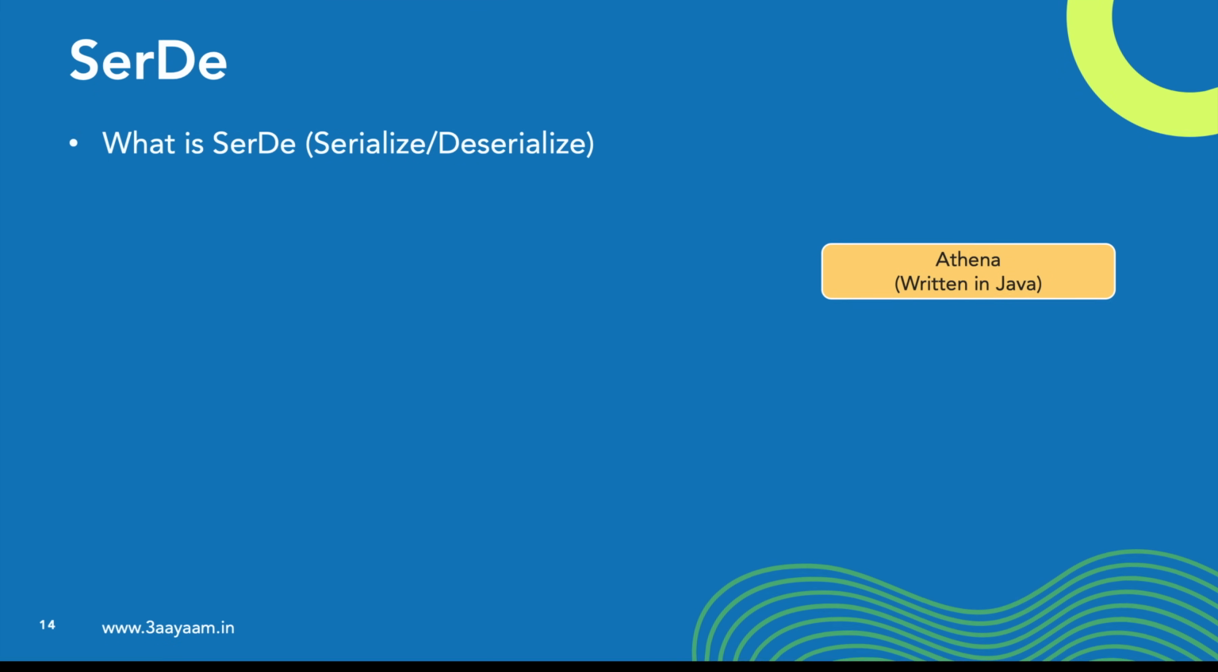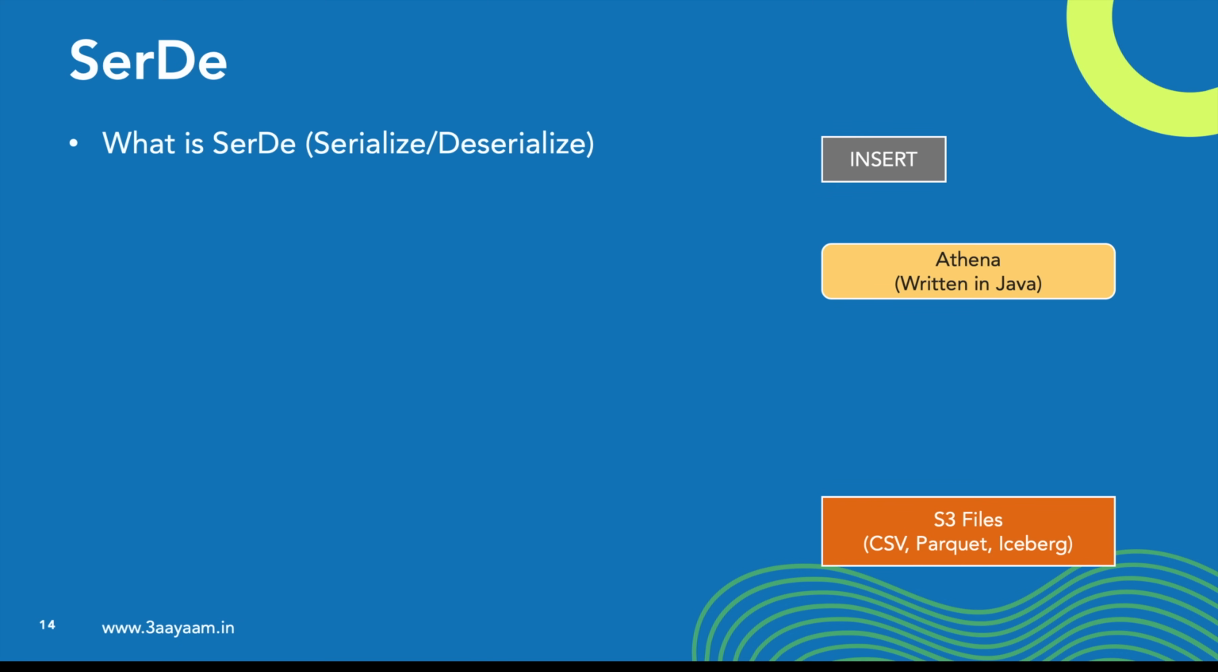We can use Trino, which is written in Java, or we can use Spark, which is written in Scala. And both are JVM based query engines or JVM based programming languages. And Athena is used to query files which are there in S3, and the files can be CSV, Parquet, Iceberg, JSON, etc. So what happens whenever we try to insert records using insert statement in Athena?